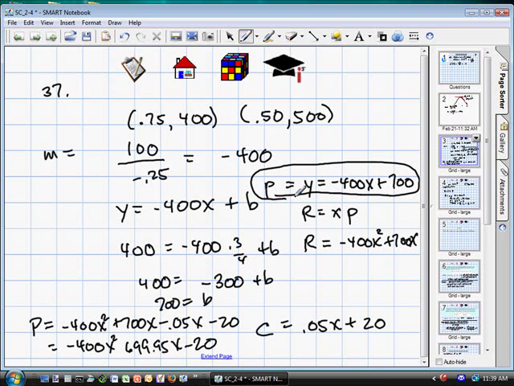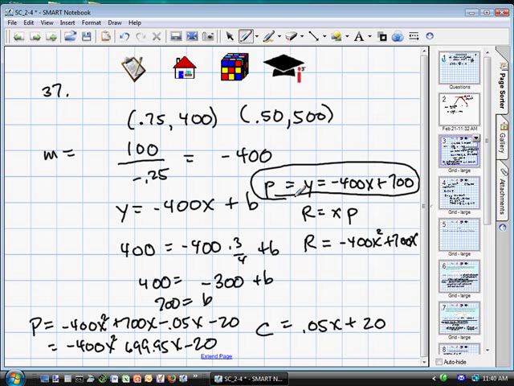Well, all right, how do you find profit? It's revenue minus costs. So now, where did I get the revenue equation? You take x times the demand function. So I simply took negative 400x plus 700, multiplied it by x. That gave me negative 400x squared plus 700x.